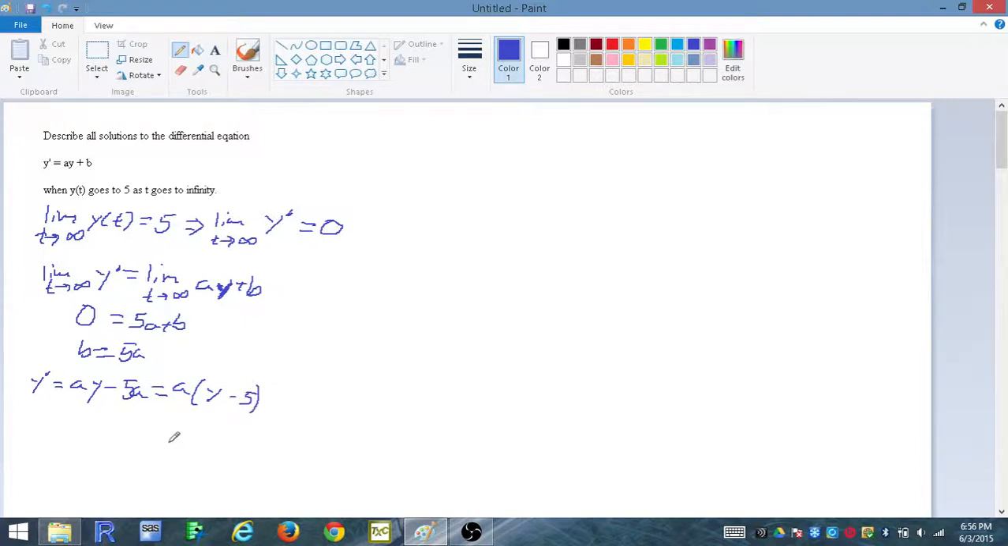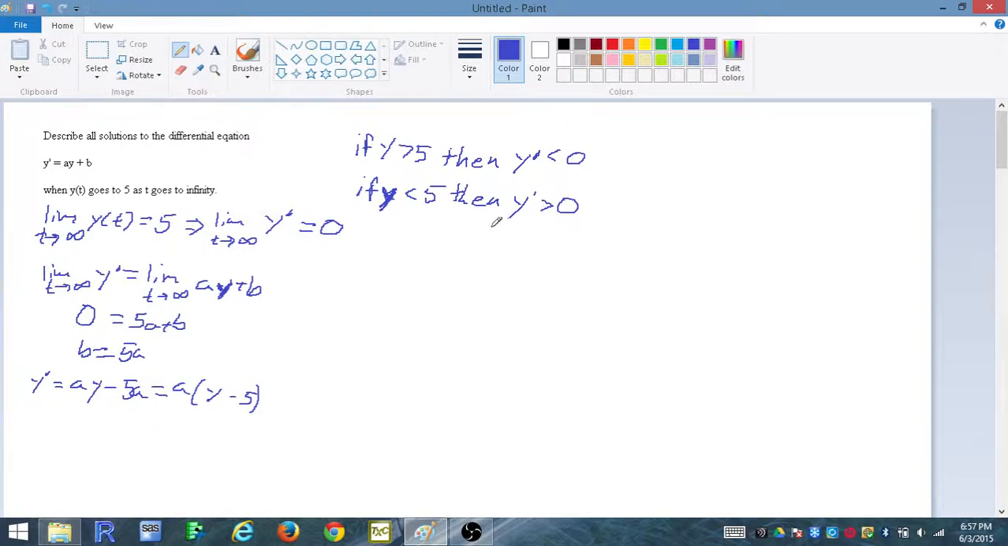Okay, now we know from the textbook that for large values of t, if y is greater than 5, and this has to be for large values of t, then the derivative has to be negative. If y is less than 5, then the derivative has to be positive. Now this is for large values.